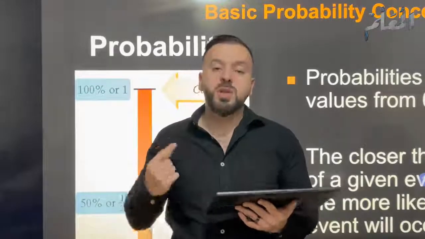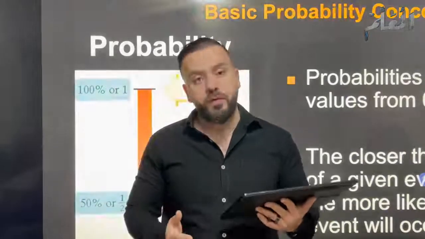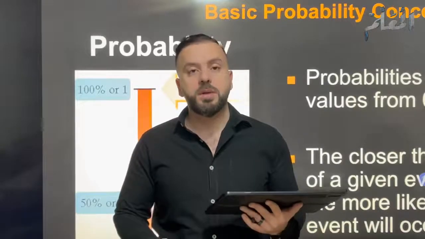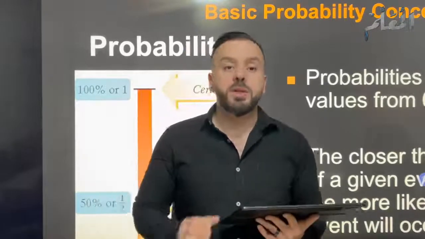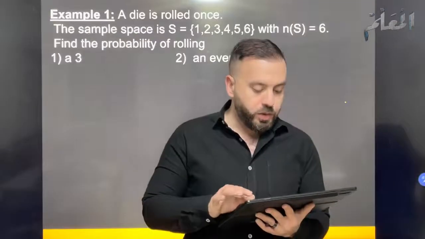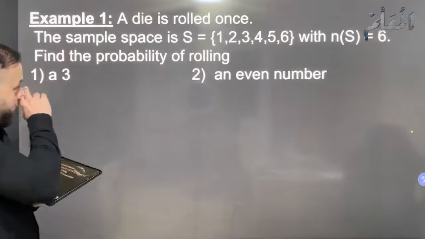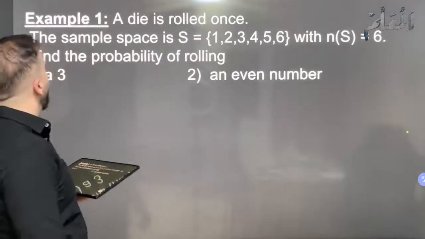Okay, so I'm going to start solving questions as usual. 5 questions that help you. You can start the chapter with them or do them after you end the chapter. So question 1. Let's check now. Here we go. A die is rolled once.